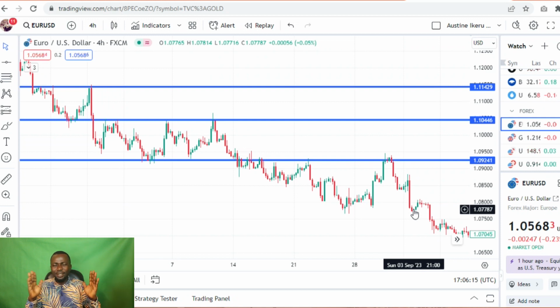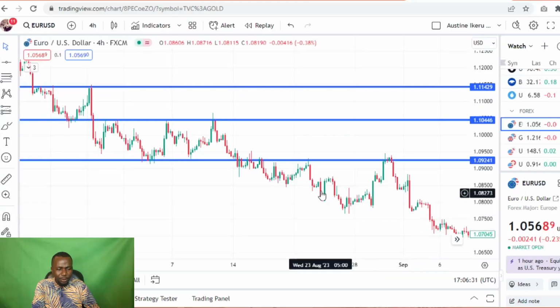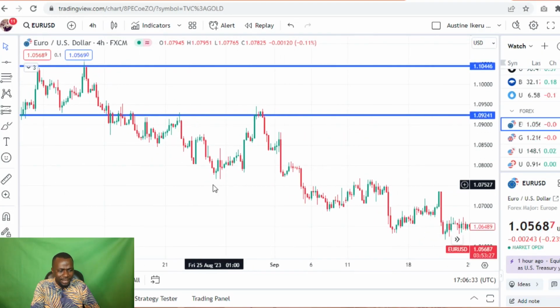So you can see how simple this is. If you can easily plot the support and resistance level, if you can easily identify them, man, you will be making money in the forex market. You will be making serious money in the forex market. So you see how easy and how simple this is.